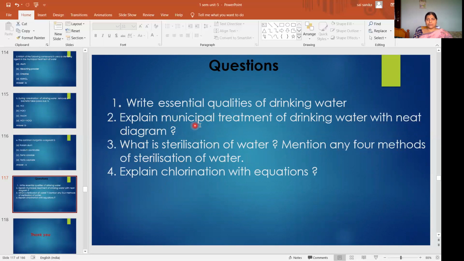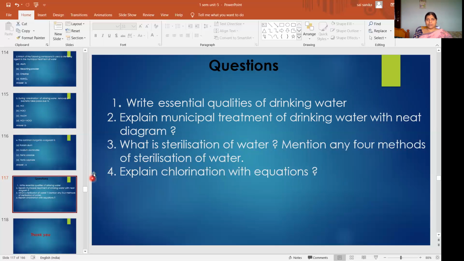In that you have 2 steps: removal of suspended impurities and removal of disease causing microorganisms. So what is sterilization of water? The removal of disease causing microorganisms from water is called sterilization of water. We studied many methods here, so they will ask to mention any 4 methods. And chlorination is very important. Explain chlorination with equations is for 5 marks. They can also ask it for 3 marks.